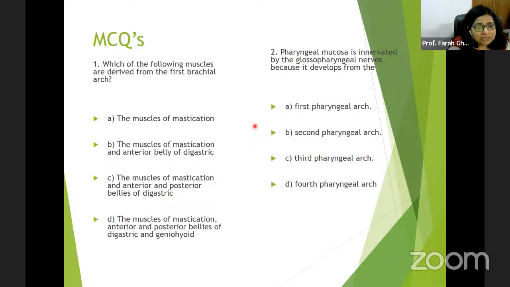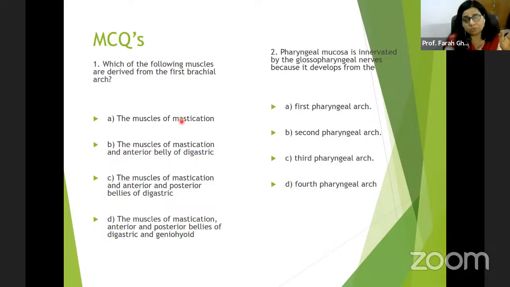So first question I'm taking up is, which of the following muscles are derived from the first branchial arch? First arch की muscles क्या क्या थी जब हमने अभी पढ़ा था? First arch की nerve थी mandibular, mandible से related, और वो muscles थी muscles of mastication along with the anterior belly of digastric.